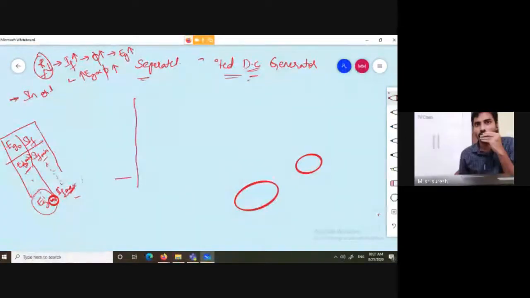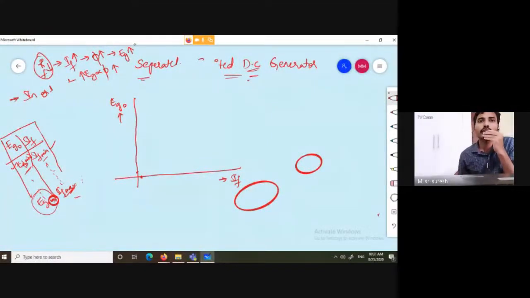Okay. Now I am drawing the open circuit characteristics. So take EG naught on the y-axis and the field current IF on the x-axis. So initially, what is the IF value? Minimum value. And what is the EG naught value? Minimum value. So this is the IF minimum. At IF minimum, there is no EG naught; EG naught is also minimum. That means here it is.